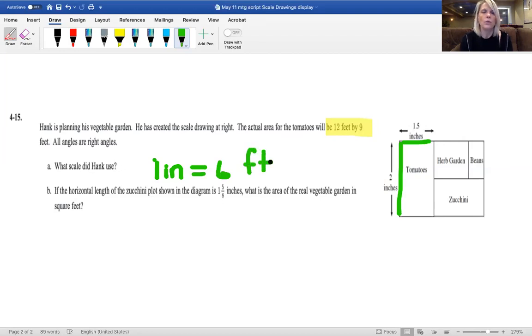Now, this is the new information they give us. So think about this new information. If the horizontal length of the zucchini plot shown in the diagram is 1 5/8 inches, what is the area of the real vegetable garden in square feet? So if the horizontal length of the zucchini plot is 1 5/8, they gave us this missing information.